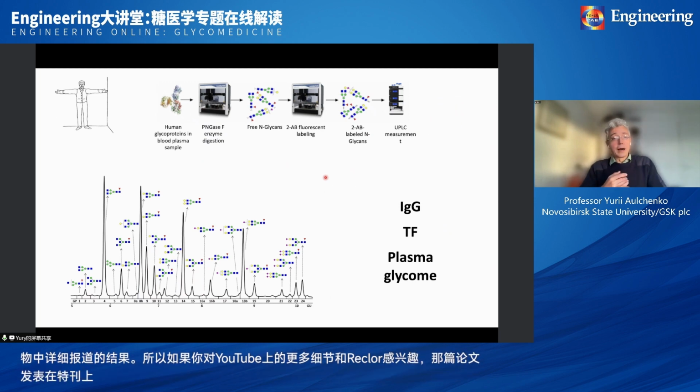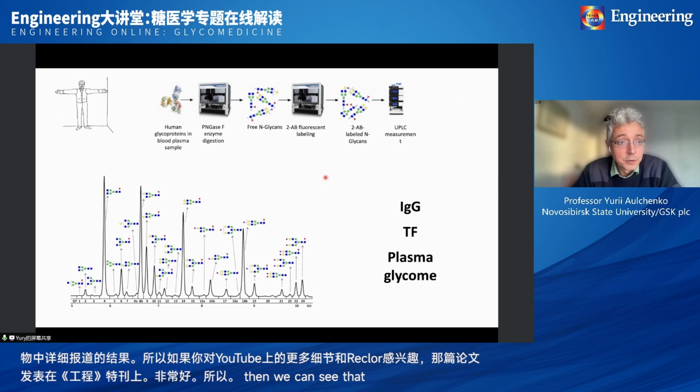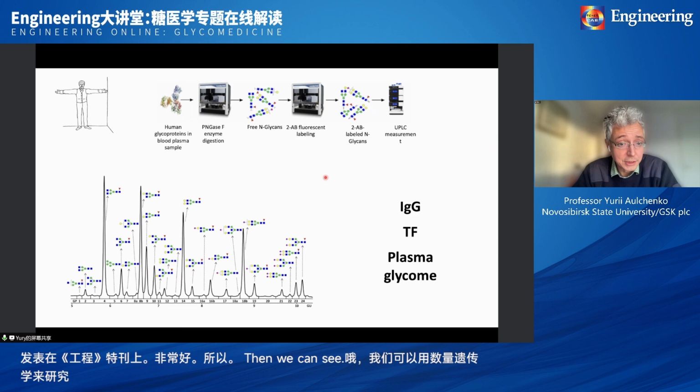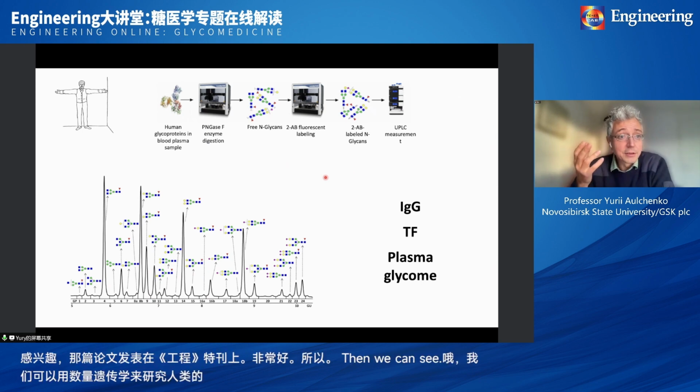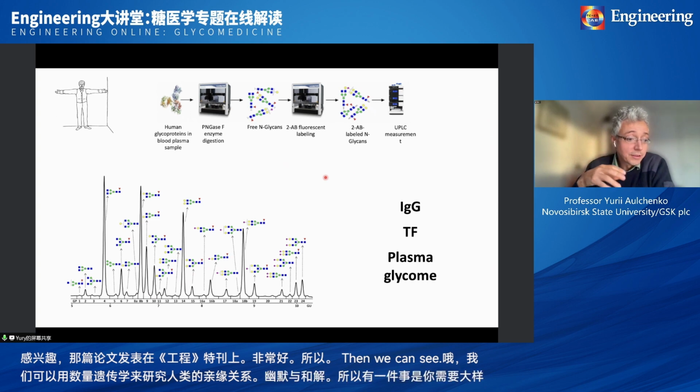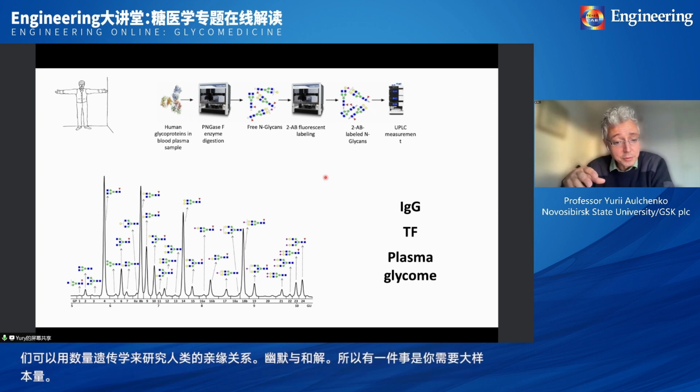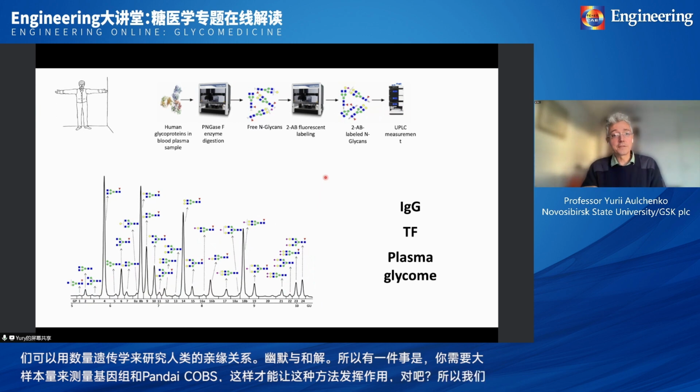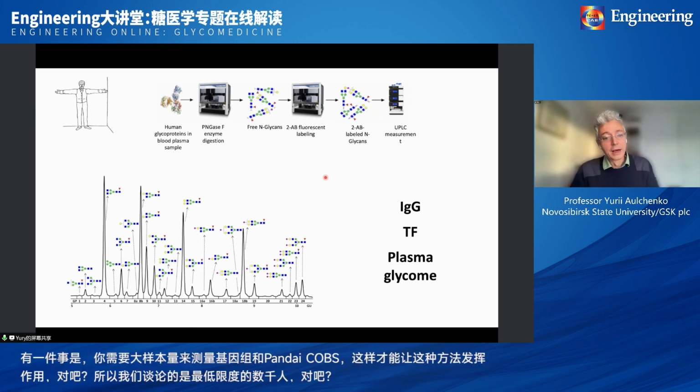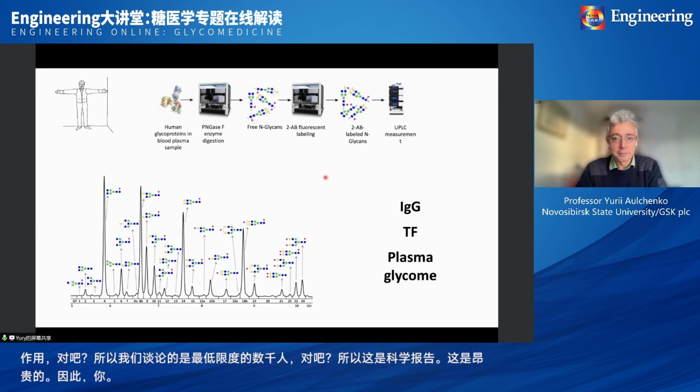Very good. So what we were able to study using the quantitative genetics approach in terms of human protein glycosylation. The one thing is that you need big sample sizes, measured both for genomes and their N-glycomes, for this approach to work, right? So we are talking about minimally thousands of people. So this is high throughput, this is expensive, therefore you often cannot go very deep, right?